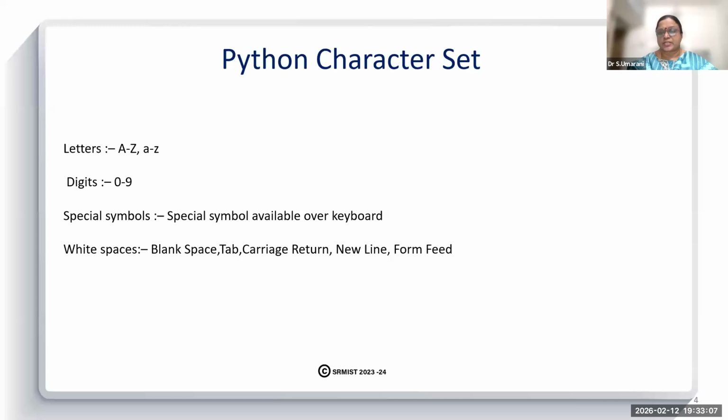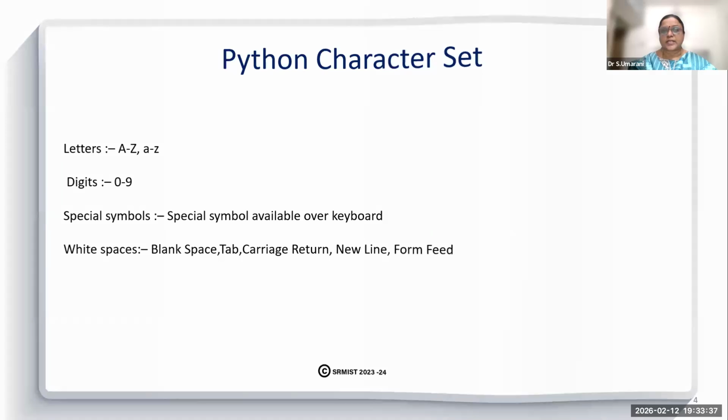And carriage return means it helps to move to the next line. Suppose you have 4 values. If you want to print them one by one, you can use either the carriage return or the new line character. And form feed also gives space between the values. So all these character sets are supported for writing a Python program: the first one is letters, second is digits, third is special symbols, and fourth is white spaces.